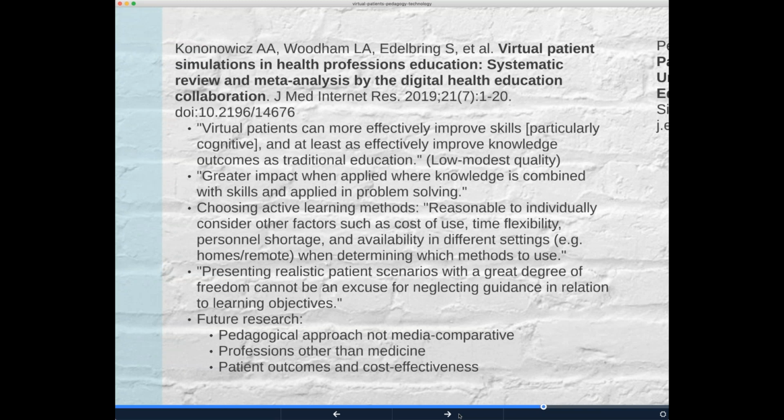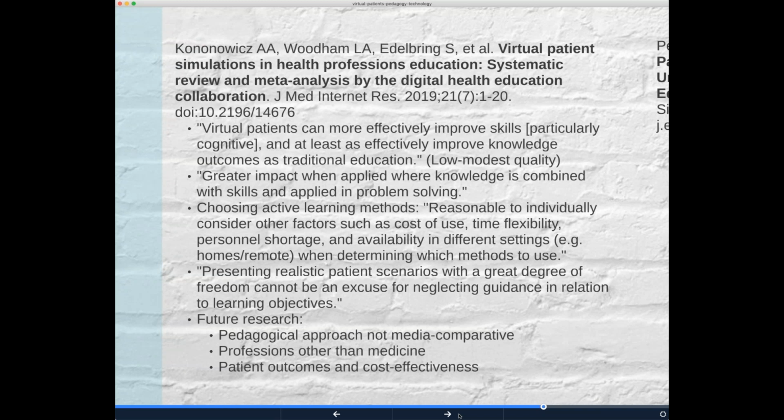When it comes to choosing an active learning method, so if you want to move from something more didactic to something more engaging and active, the authors conclude that because there seems to be equivocal effectiveness, potentially slightly better effectiveness of virtual patients in certain situations, it's reasonable not just to consider the learning objective, but other factors such as the cost of use, scalability, time flexibility, personnel shortages and human resource needs, and the availability to access learning remotely and from different settings when choosing which method you want to use.